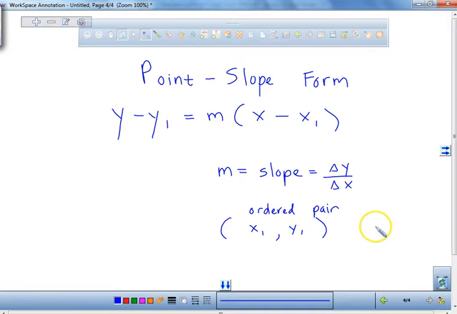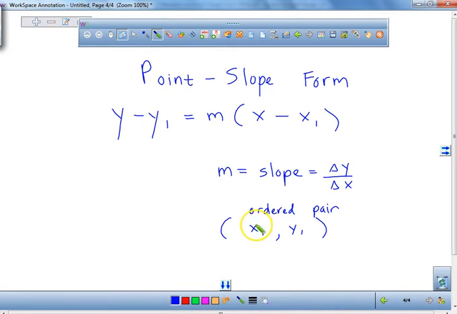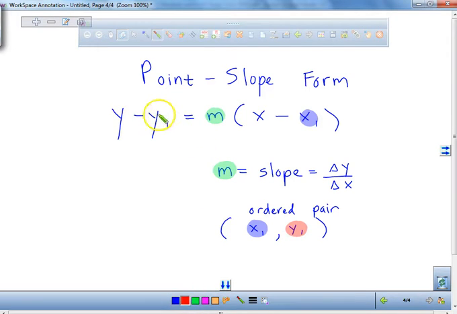Okay? So right now, I'm going to highlight some things. I'm going to highlight x1 in blue. I'm going to highlight y1 in red. I'm going to highlight the slope, the m value, in green. That's our slope. That's our x1 coordinate. That's our y1 coordinate. Now we're going to show you how to use it.